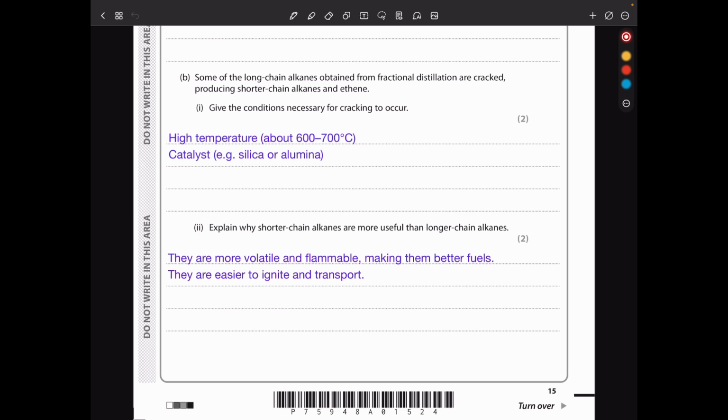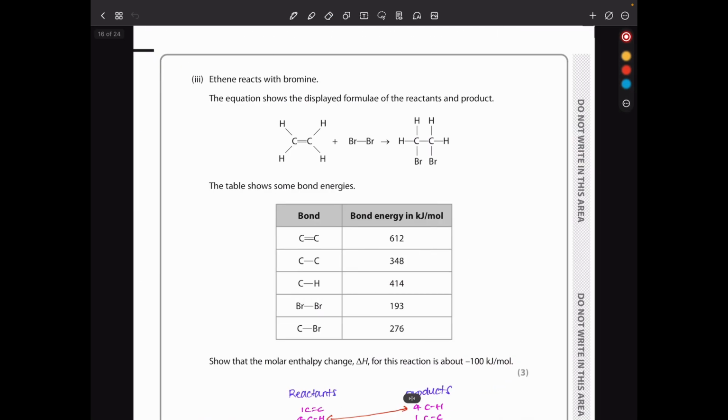The shorter chain alkanes are more flammable, or you could say they are more volatile, so they can be used successfully as fuels. They are also easier to transport, but the main answer is they are volatile, so they can be useful as fuels. Then ethene reacts with bromine. The equation shows the displayed formulae of the reactants and products. We can see them here.